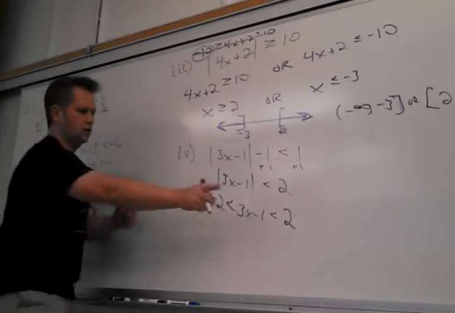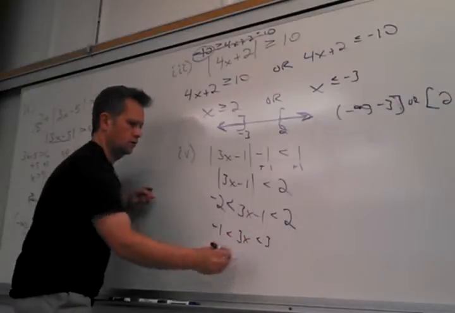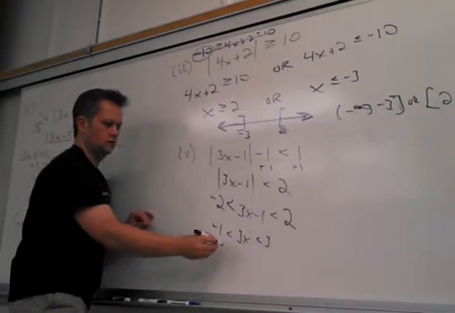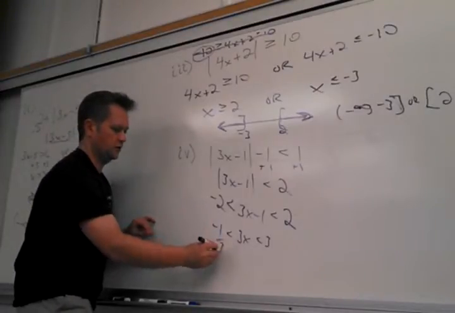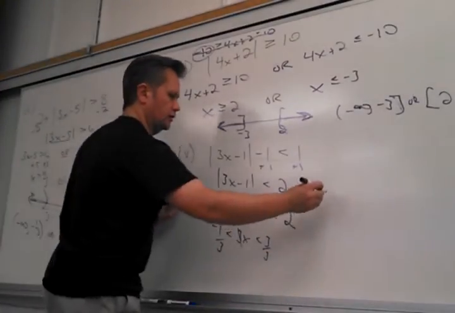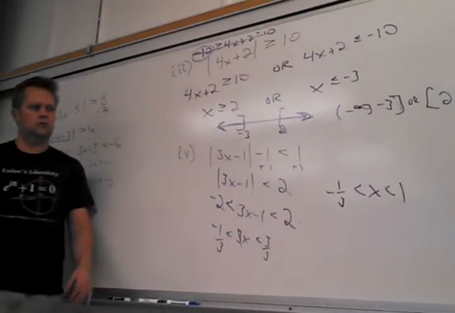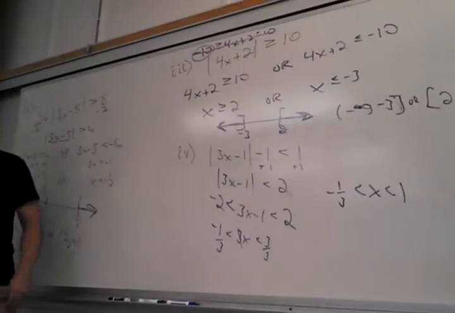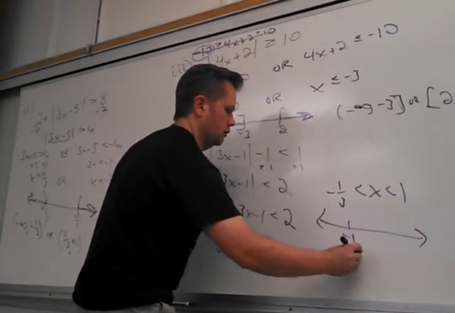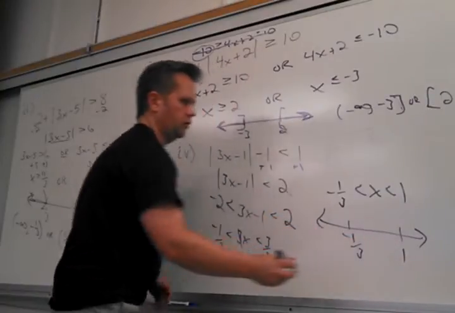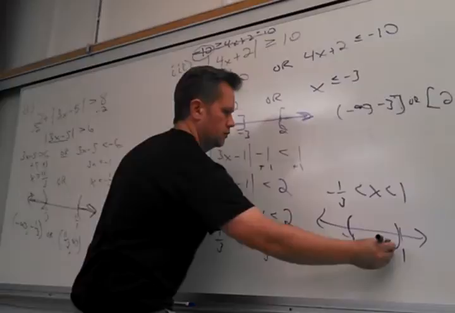Okay, cool. And now this should be the easy part. Solve this. Add 1 everywhere. Excuse me, divide by 3. So I get negative 1/3 is less than x is less than 1. So graphing this is nice. Negative 1/3 up to 1, but what symbol do I want on both of those? Parentheses. Good, parentheses, I don't want to include it.